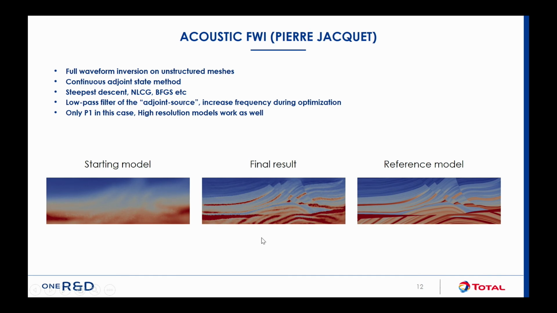This is in time domain, so we low-pass filter the so-called adjoint source before we do the back propagation. And then we successively increase the frequency. The first low-pass filter is at 4.5 hertz, and then we successively increase until 20 hertz. And in total, it's about 100 iterations or so. But this is very preliminary. It's more to see that the framework is working.